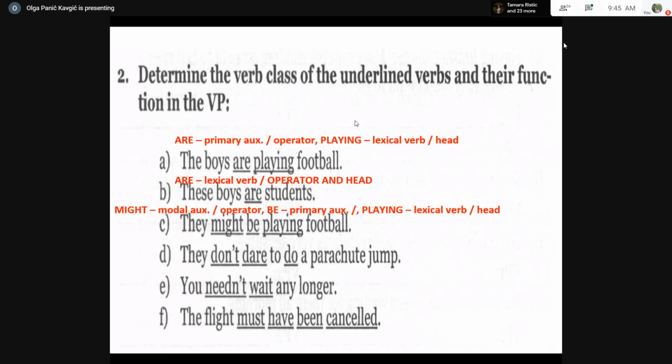Okay, Dunja Knežev. Yes. They don't dare to do a parachute jump. Okay, this one is a bit more difficult. Let me just help you with one thing first. This is the only sentence in which there are two VPs, two verb phrases. What do you think? Where is the first verb phrase and where is the second verb phrase? Dare and do. Don't dare is the first VP, and to do is the second VP.